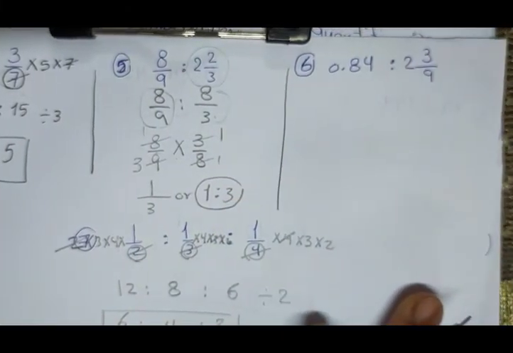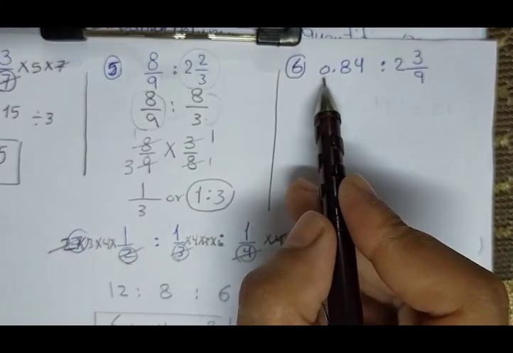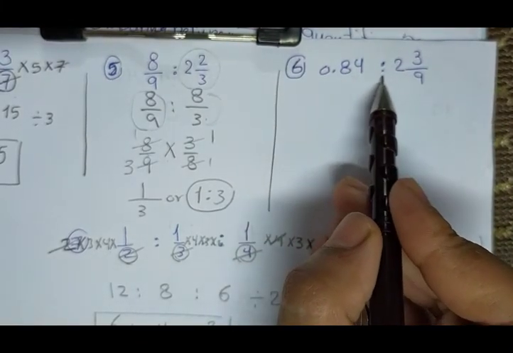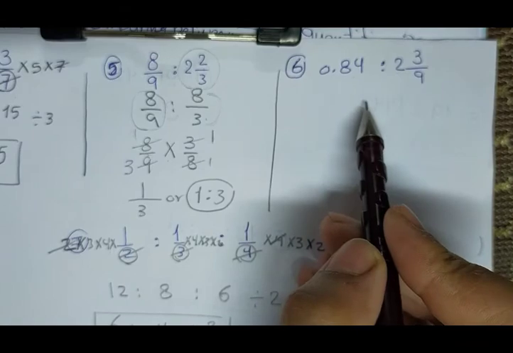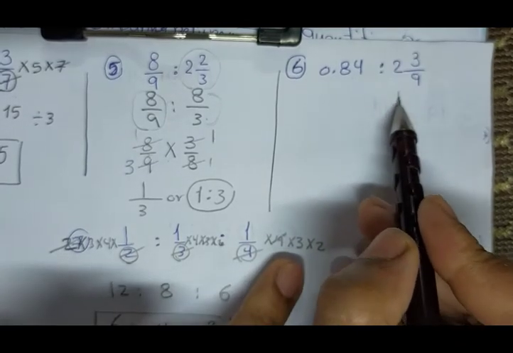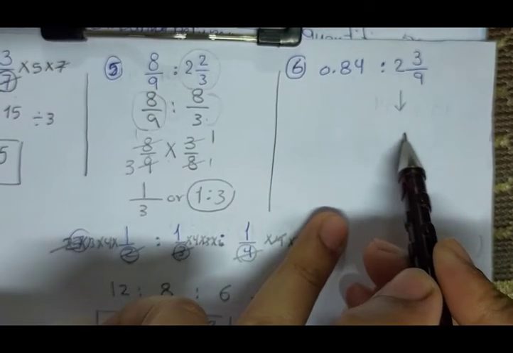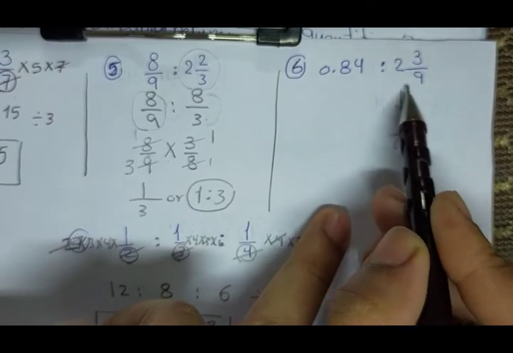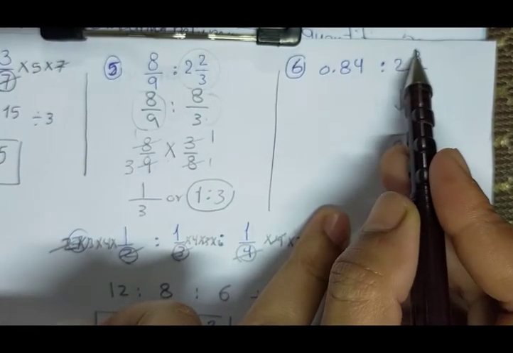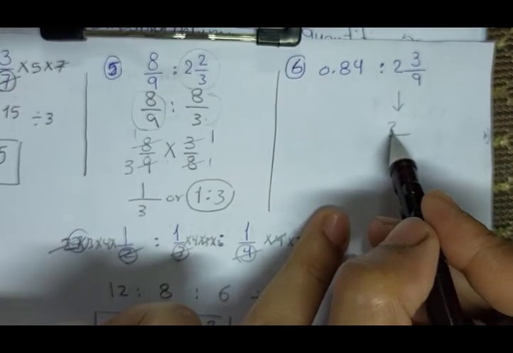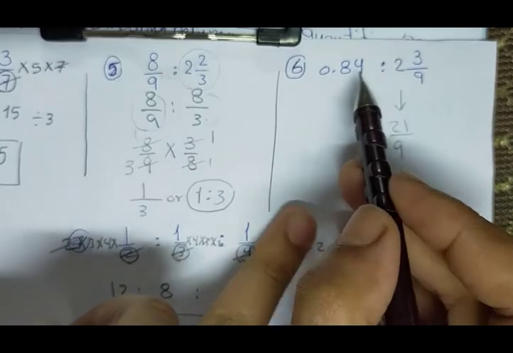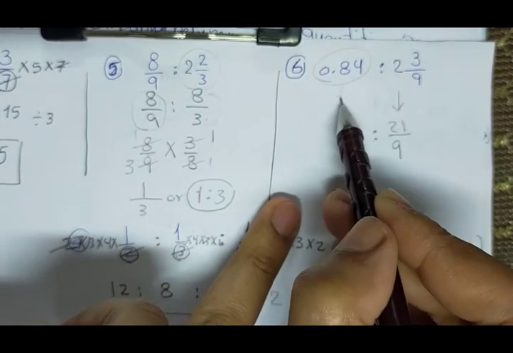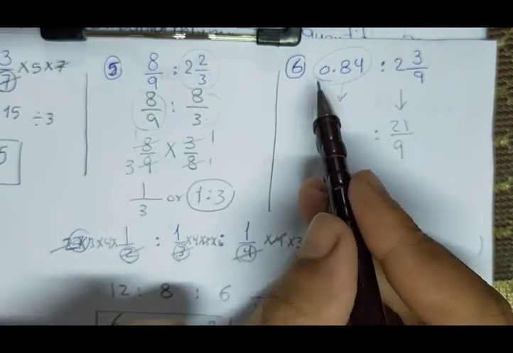I have another question. 0.84 divided by 2 and 3 over 9. The problem here is that I should put the denominator as the same. 2 times 9 is 18, plus 3 is 21. But here, this decimal can be converted to a fraction.